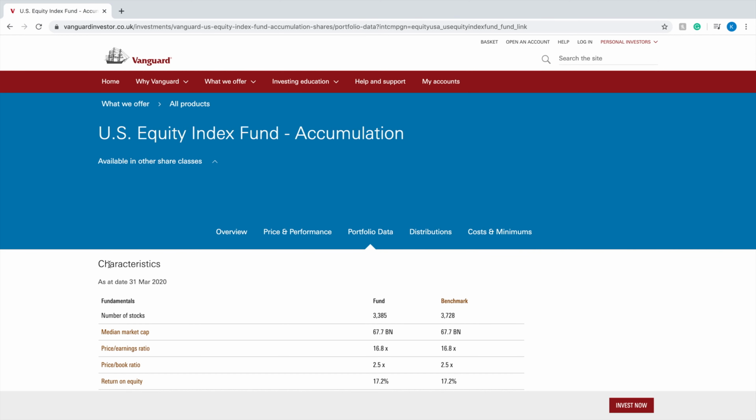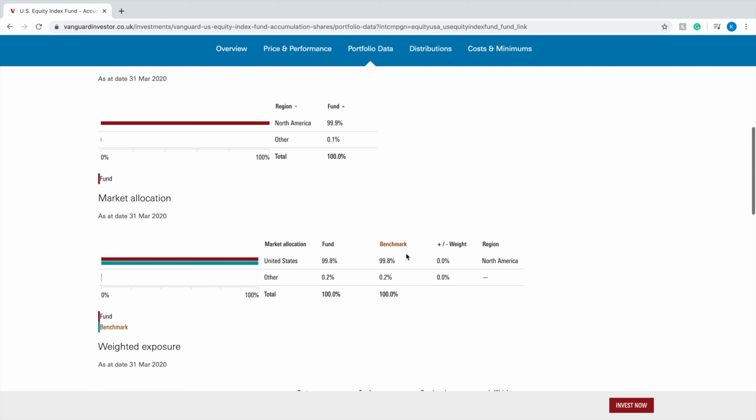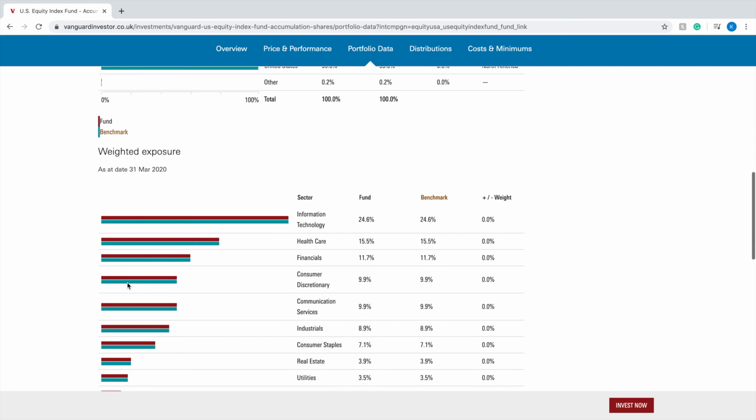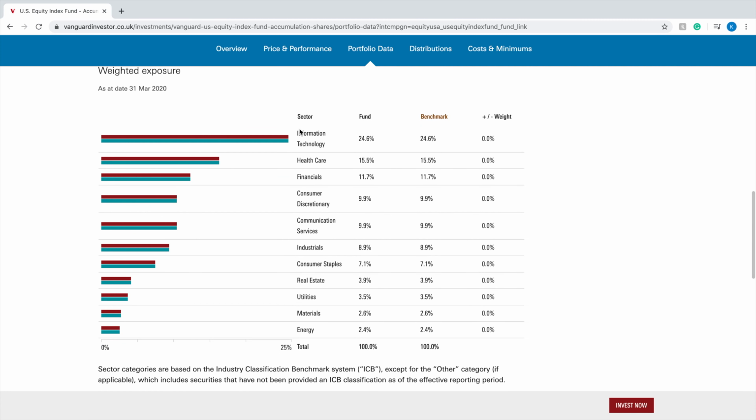All right, if we look at portfolio data, we just want to see where the fund is mainly invested. So it's all North America, specifically in the United States. And in terms of weighted exposure, it's mainly information technology, followed by healthcare, financials, consumer discretionaries, communication services, etc. And your money is invested in different areas. So if one sector doesn't do as well, then the other sectors cushion that. And over time, things tend to grow, so your money grows with it.